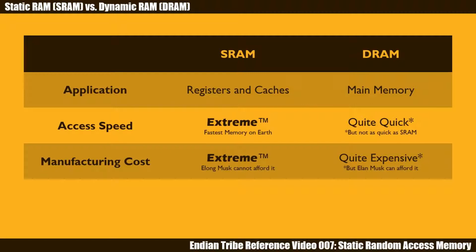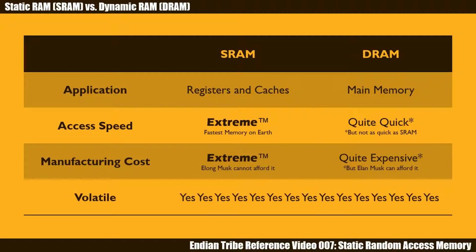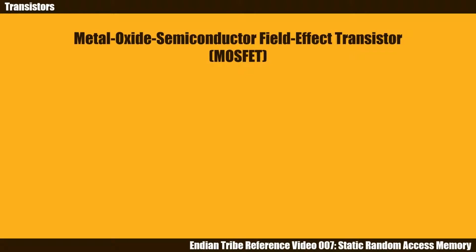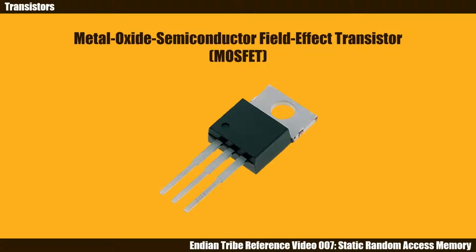It is worth pointing out that generally both SRAM and DRAM are volatile. In other words, they only keep their content when power is supplied. Before we get started, let's get familiar with two types of MOSFETs. By the way, MOSFET is just fancy talk for a type of transistor like this. Notice that it's got three legs.